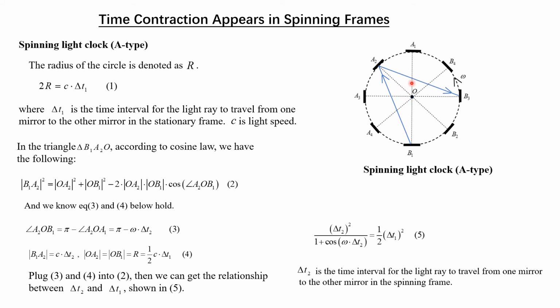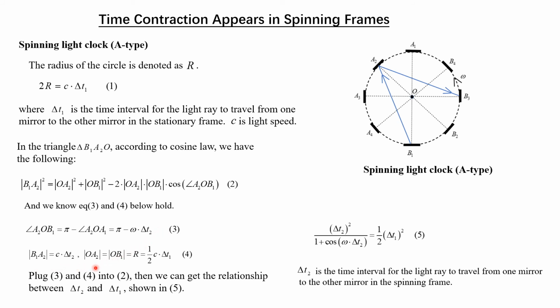A2 OA1 is equal to omega multiplied by delta T2, and delta T2 is the time interval for the light ray to travel from one mirror to the other mirror in the spinning frame.